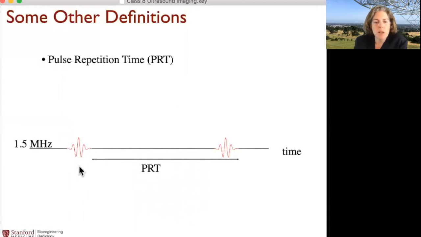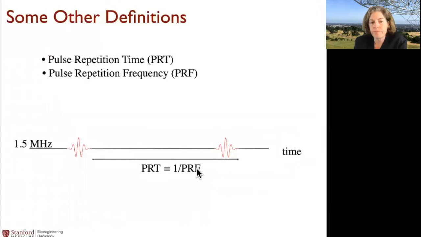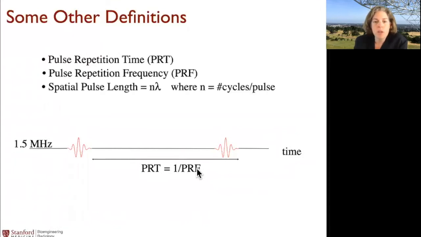So we send out a pulse, we're listening, and then at some point we translate over our subaperture and we send out another pulse. The time between those pulses is the pulse repetition time. One over that is the pulse repetition frequency. All right, spatial pulse length. So let's talk about that. It's the number of cycles within your pulse times the wavelength.